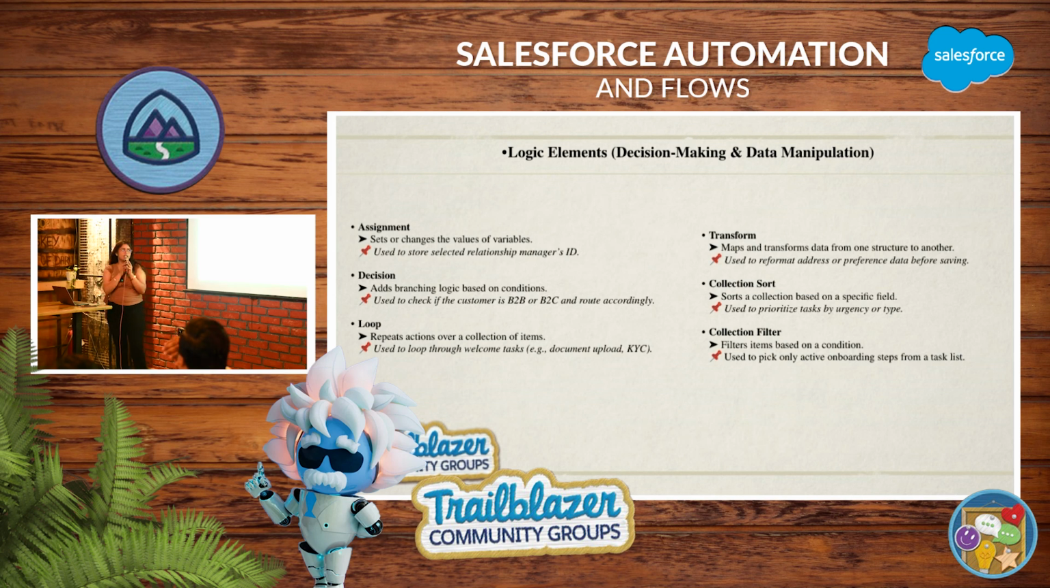Then let's talk about the logical elements. Here, assignment. The assignment element helps me to set or change the values of a variable. It is basically used to store the selected relationship manager's ID, right? Let's say I have a variable and to that variable I want to assign a relationship manager ID. How will that variable know that it is meant for that relationship manager ID? I have to use the assignment element. The assignment element will go to the variable and tell that particular variable, okay, sir, you need to take that relationship ID within you.